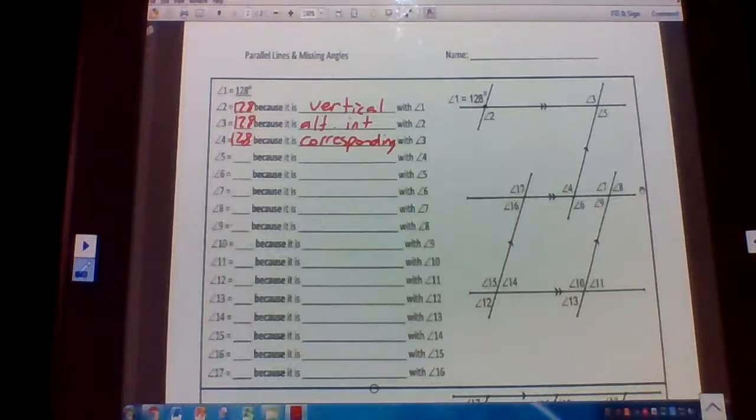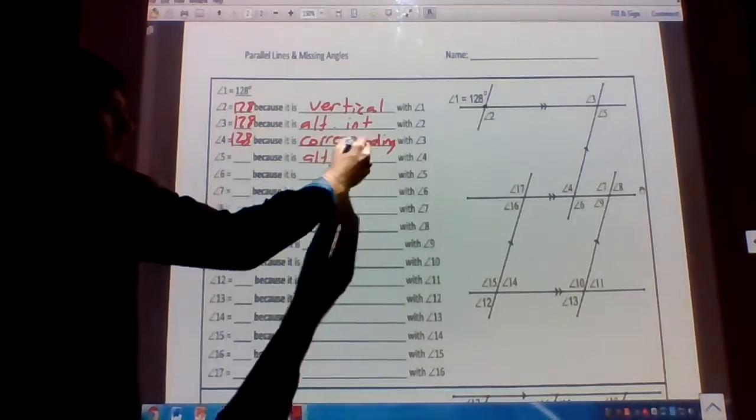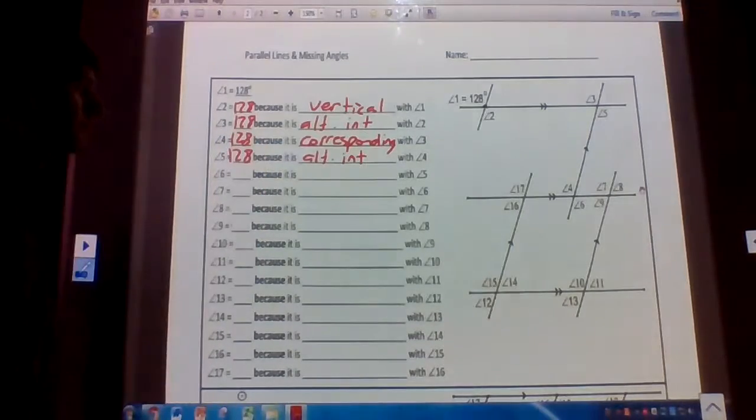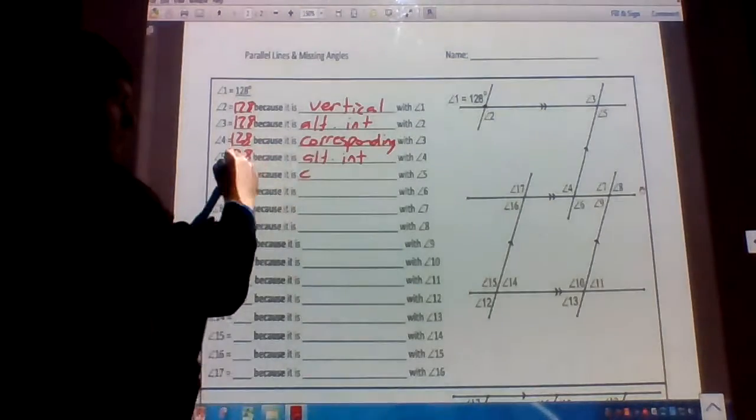Okay, 4 and 5 are alternate interior. So again, we have 128. Five and 6 are corresponding, so it's 128.